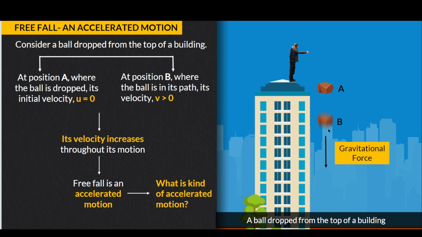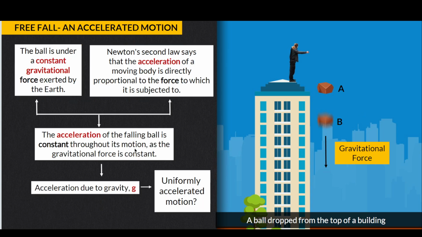I mean the earth's gravity, or acceleration due to gravity, is pulling it towards the ground. So free fall is an accelerated motion. Accelerated means its velocity is increasing, that is called accelerated motion. At A it is 0, at B it is, suppose, 5 meters per second, at point C somewhere here it is 10 meters per second. So it is increasing. So the ball is under a constant gravitational force which is exerted by the earth.